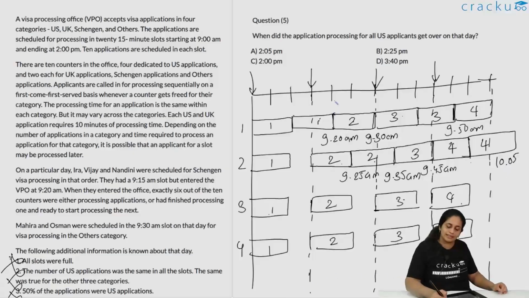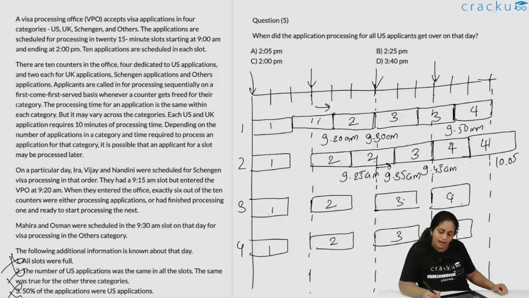The first trend is that, see, the first slot, this is done at 9:20. So it is essentially extending by 5 minutes. Over here also the second slot, last guy is done at 9:30 a.m. So even this is extending, is 9:35 a.m. So even it is extending by 5 minutes.